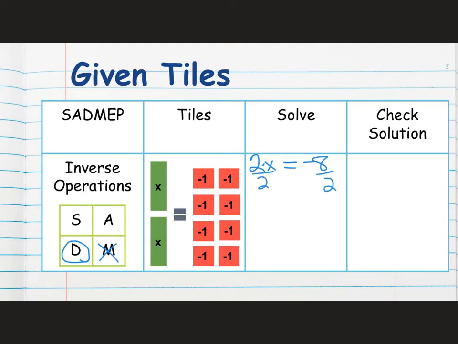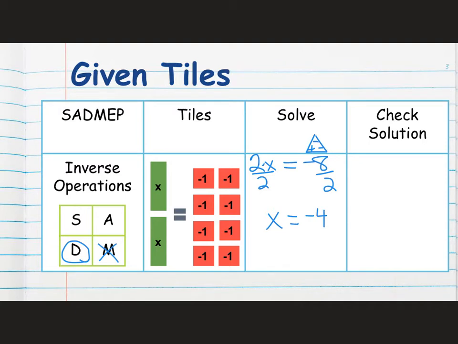So remember our integer rules, especially when I'm multiplying and dividing, right? When I have a negative divided by a positive, that's going to give me a negative answer. So when I take -8 and divide it by 2, that gives me a -4.